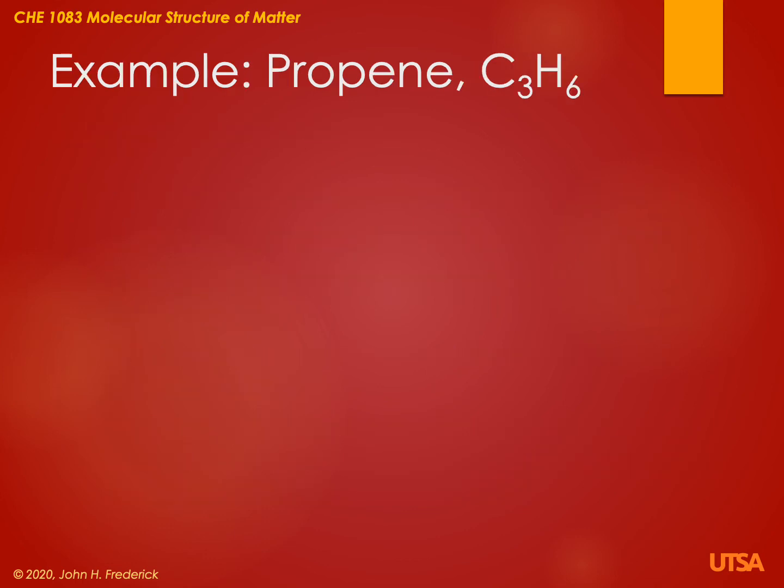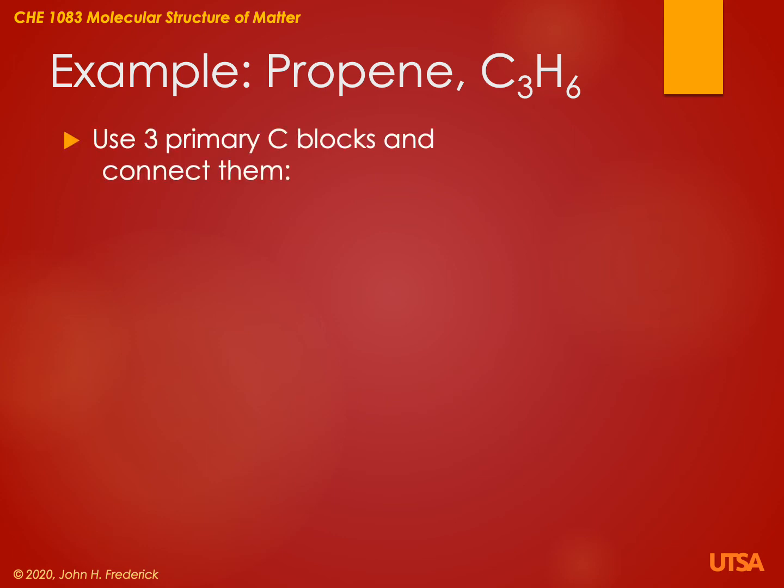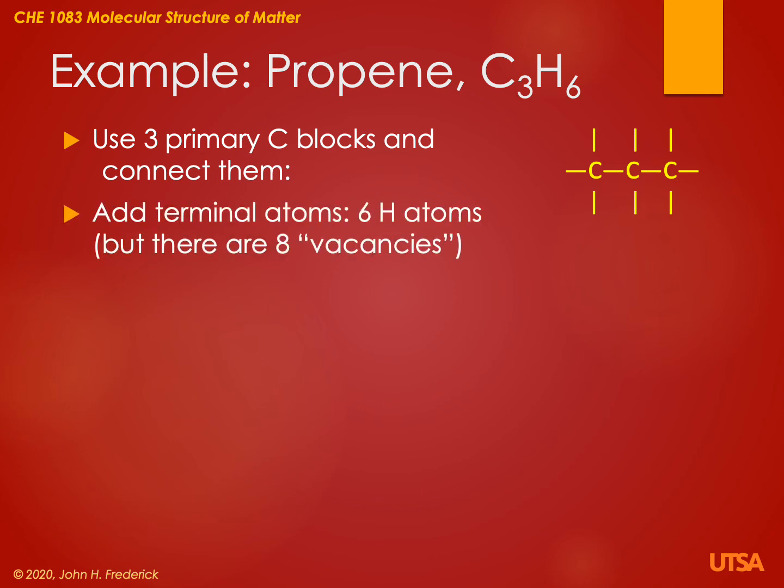So let's look at an example, propene, which has got the formula C3H6. Now it's pretty obvious that the 3 carbons are the ones that are the multiple bonded atoms in this, so they're going to be the ones that are connected together. So here's a simple structure where we connect the 3 carbon atoms together. Right now, we can add the 6 H atoms.